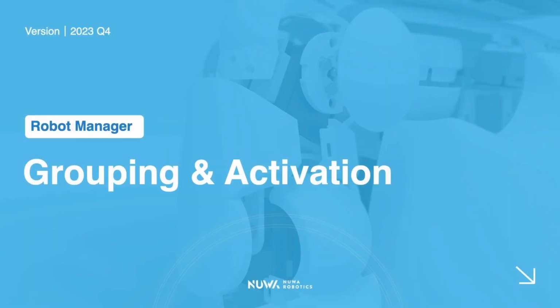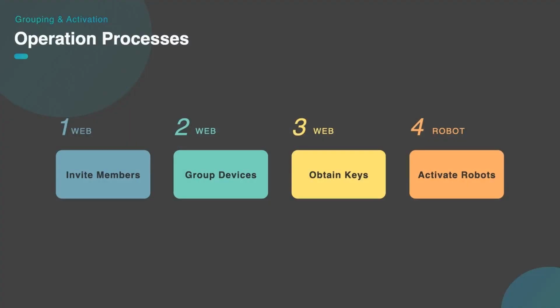Chapter 2, Grouping and Activation. To start using the robot management system, the first tasks to complete are grouping and activation. This process consists of 4 steps. First, invite members to join the team via the website. Next, assign all robots to group devices. Then, obtain the product keys from the website and finally activate the robots. Coming up, we'll explain the related concepts and operation processes.